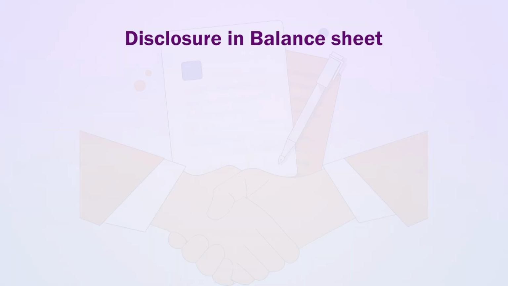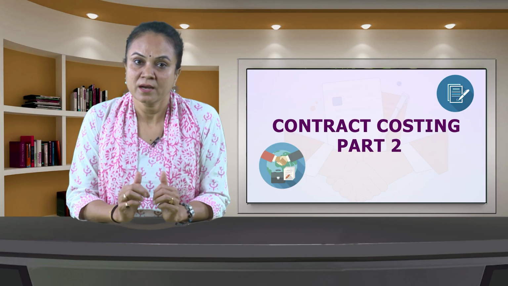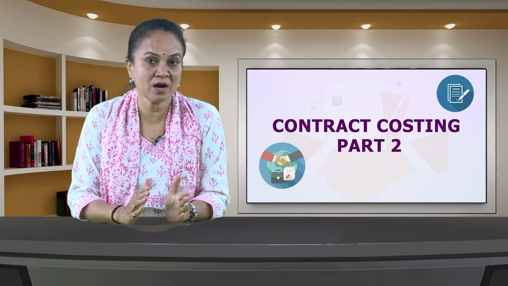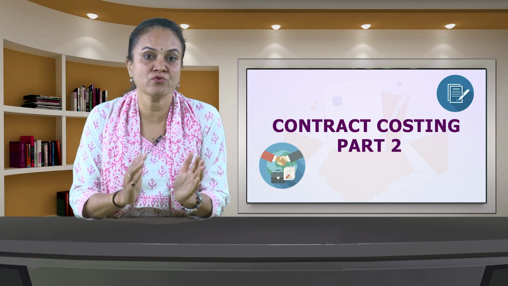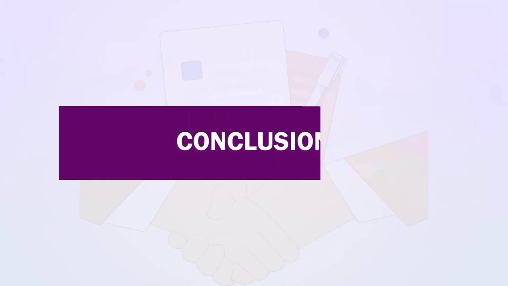Let us understand the disclosure in balance sheet. As we have discussed, work in progress will be shown on the asset side of the balance sheet. So, on asset side of balance sheet we will show work in progress at rupees 11,20,000 less reserve profit 1,20,000, which will give us rupees 10 lakh in outer column, less amount received from the contractee rupees 9 lakh. In the next module, we will study how and where the profit or loss of contract account will be disclosed in final account. Let us conclude the session.